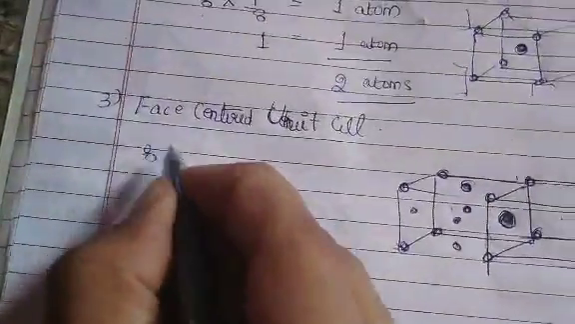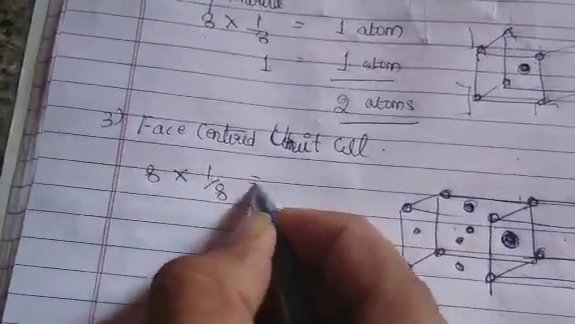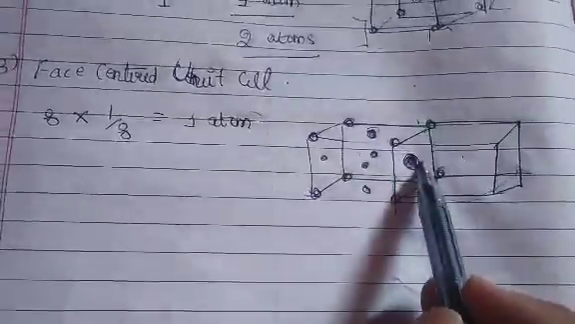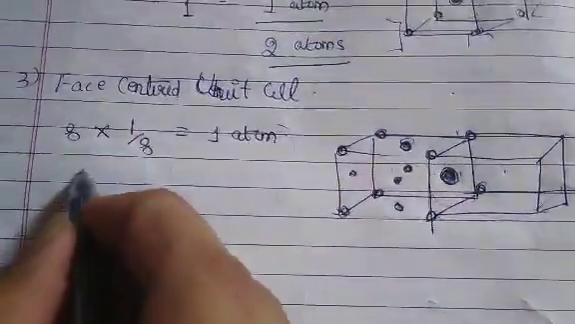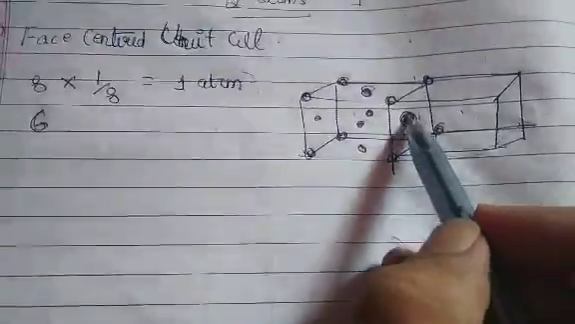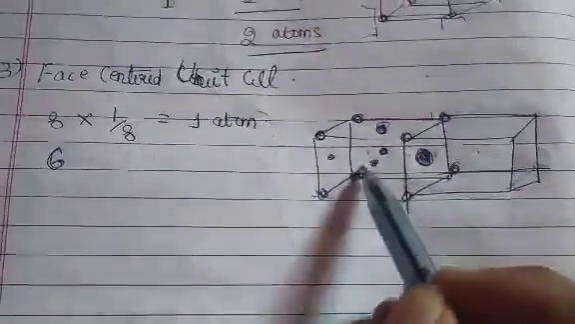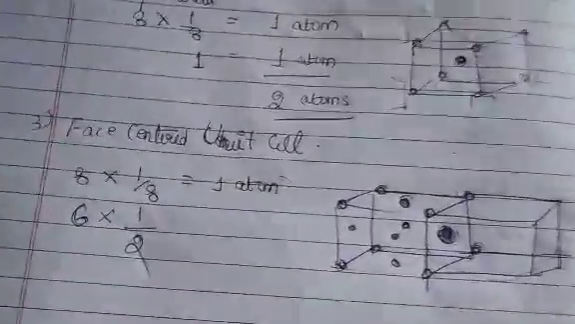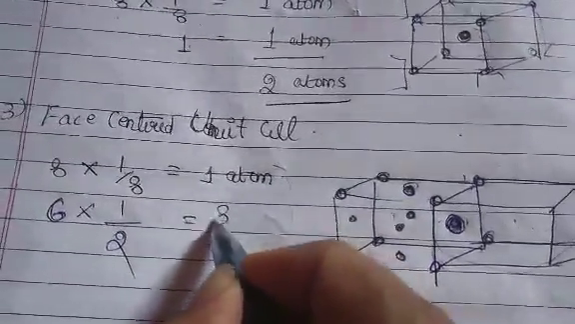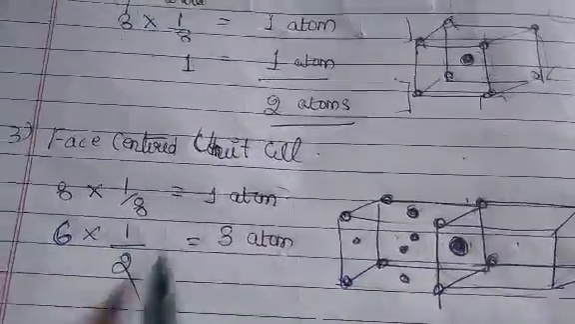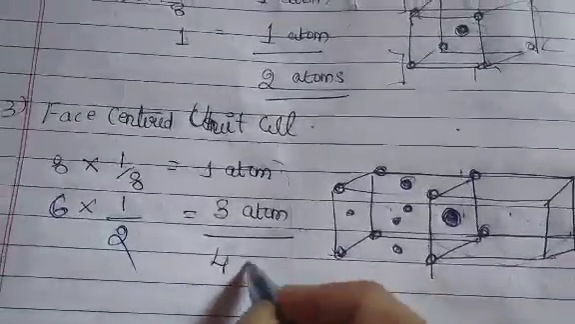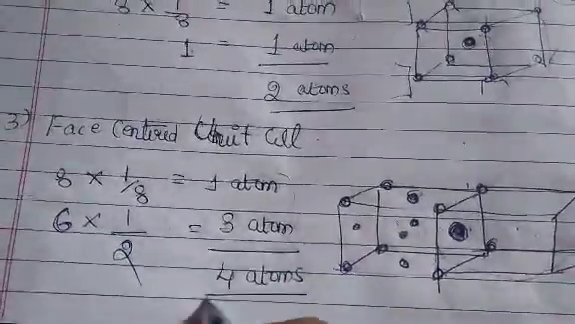So 8 corner atoms, we know that they are attached to 8 other unit cells, giving you 1 full atom. Whereas for the atoms present at the 6 faces, there are totally 6 faces, and each face atom is attached to how many unit cells? 2 unit cells. So it contributes how much? 1 by 2. So from the face centers you are getting 3 atoms, considering all the 6 faces. So the total number of atoms present in a face centered unit cell is 4 atoms. Is that clear? Let us go over it once again.